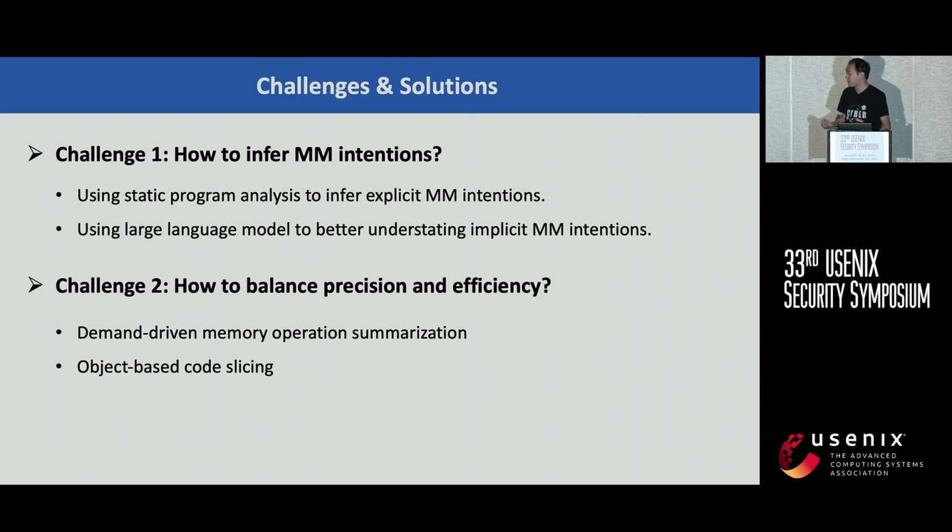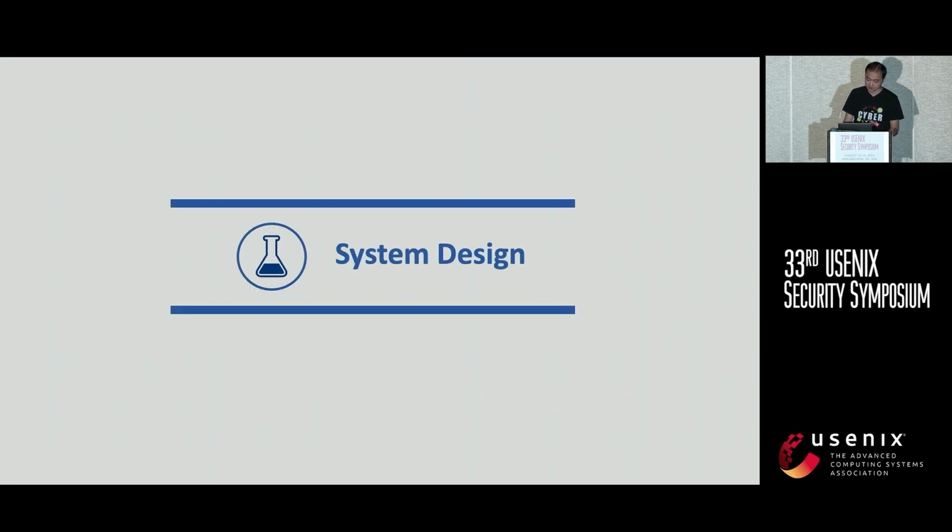So, in order to prevent MM issues from intention inconsistencies, we first need to infer MM intentions. We combine static analysis with a large language model to better understand both explicit and implicit mechanisms. And we also need to consider the balance between precision and efficiency. Here we introduce demand-driven memory operation summarization, which helps the overall analysis, together with object-based code slicing to exclude the irrelevant code and speed up our analysis.